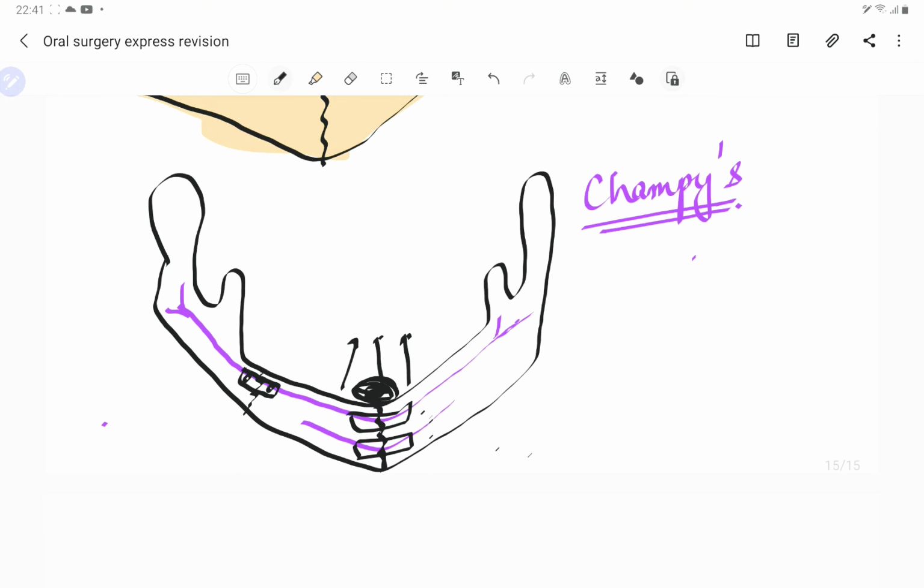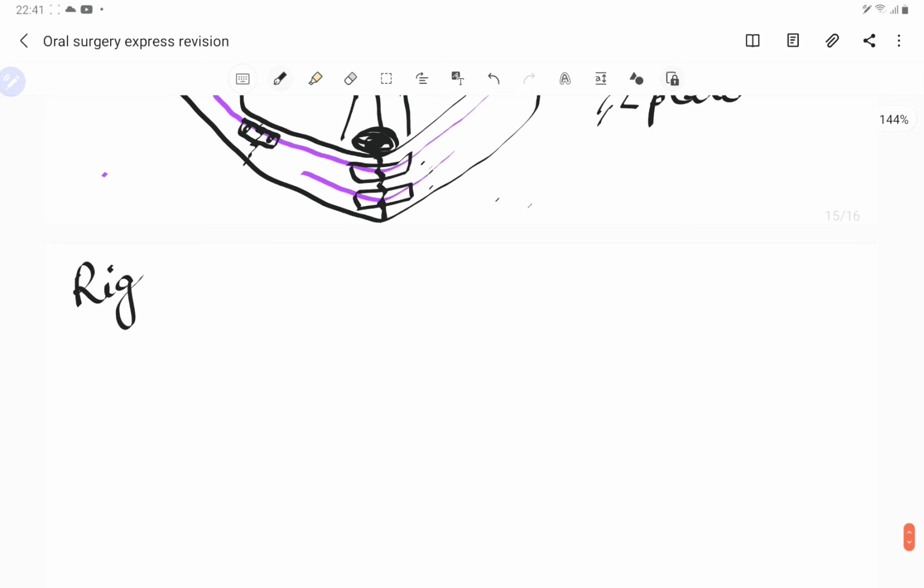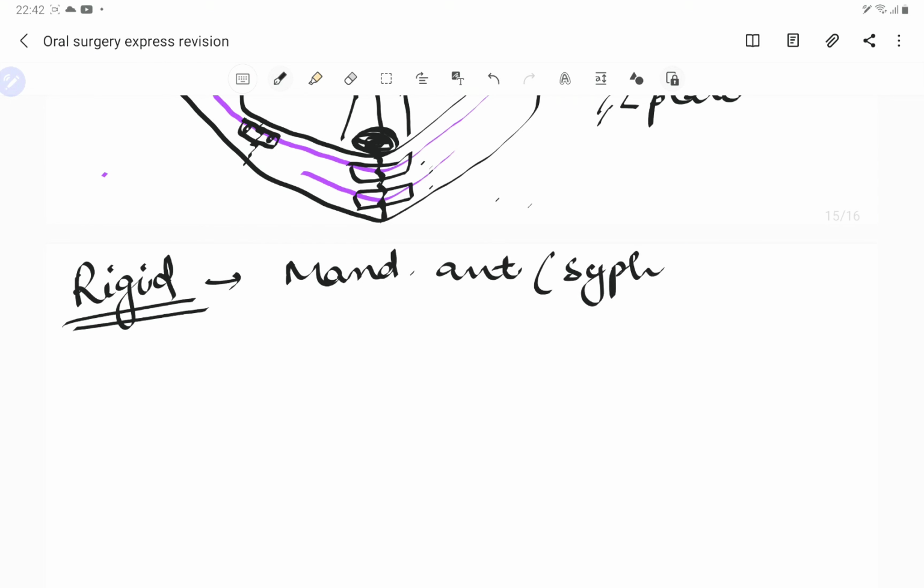In order for no movement to take place, we have to give more than or equal to two plates. There can be one plate and one screw, two lag screws, or two bone plates. So for the rigid fixation you are doing in the mandibular anterior region, in case of a symphysis or parasymphysis fracture, for a mandibular anterior fracture, I'm just going to write, we have to make it a rigid fixation. For that we need at least two points of fixation.